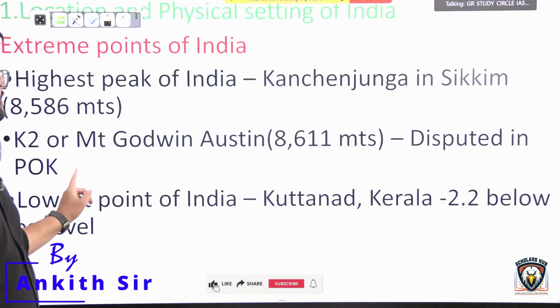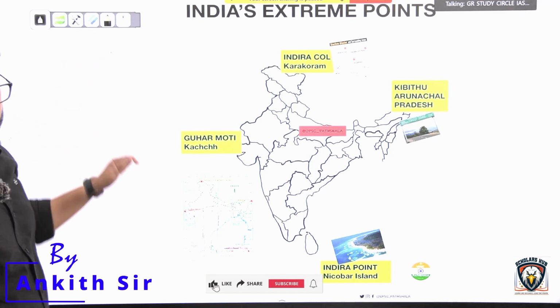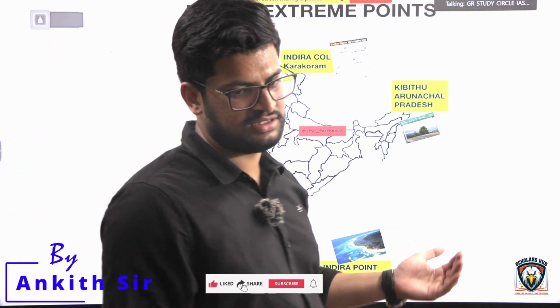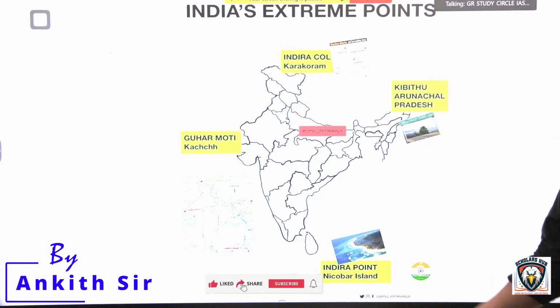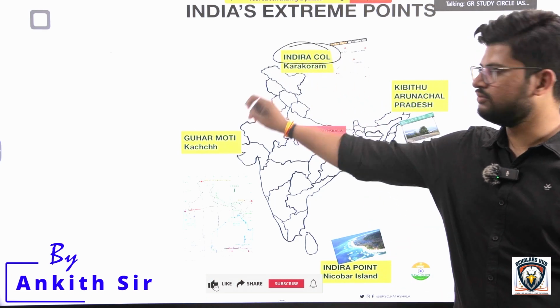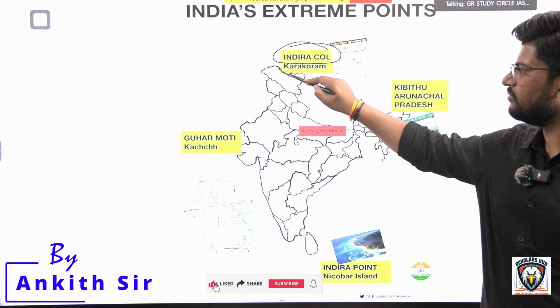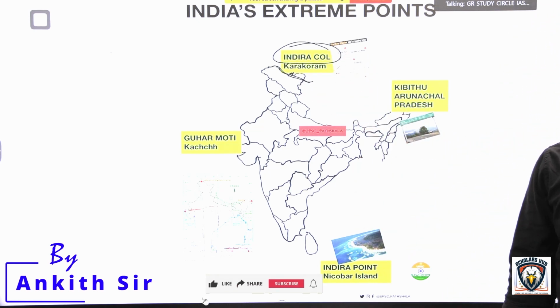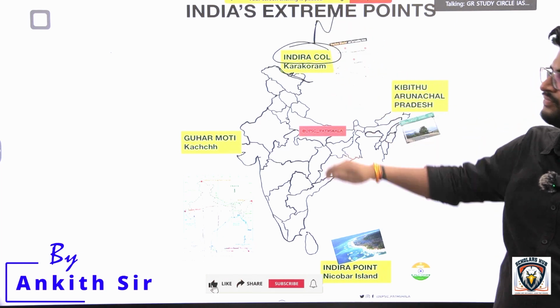Now let us look at the extreme points of India: the highest, lowest, westernmost, northernmost and easternmost. The northernmost point of India is Indira Col. We have a mountain range called Karakoram, and in Karakoram we have the point called Indira Col. Indira Col is the northernmost point of India.